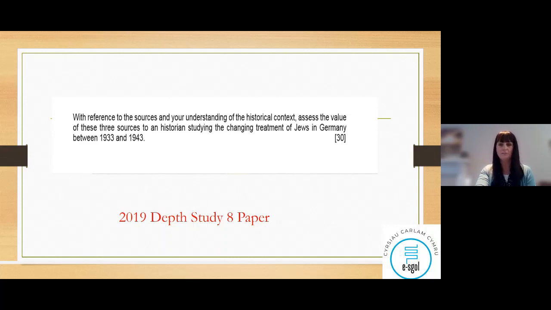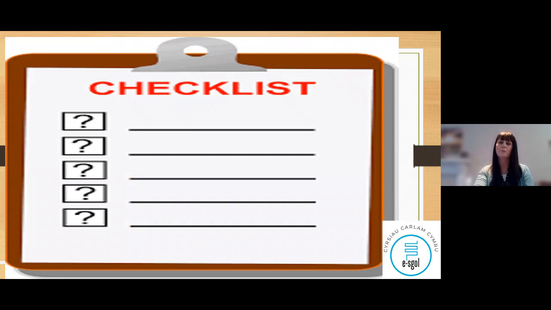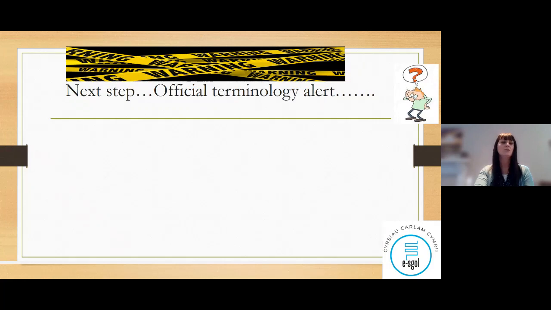So let's have a look at the question, and we are looking at what the specific key issue is, and I advise you highlight or underline the actual key issue that you have to focus on. So here the key focus is the change in treatment of Jews in Germany between 1933 and 43. So we have our time frame, and we also have the actual key issue that they want you to focus on. So we know we're looking at the changing treatment of Jews. We're going to work towards filling in a little checklist, okay, that you can obviously take away with you then. So the first thing you need to do is identify the key issue, which is what we've done in that question. So let's look at the next step.